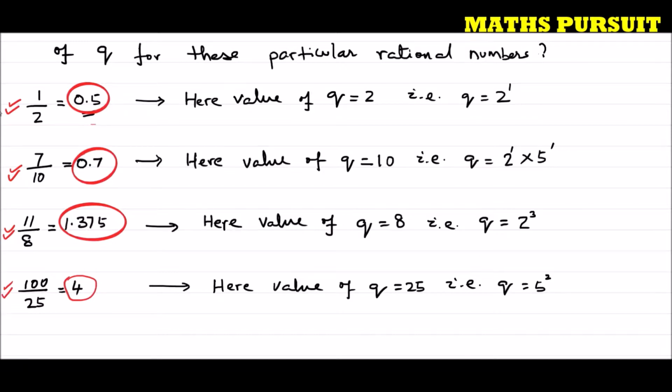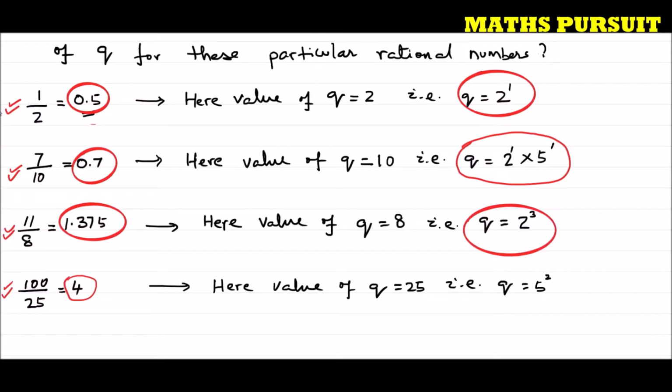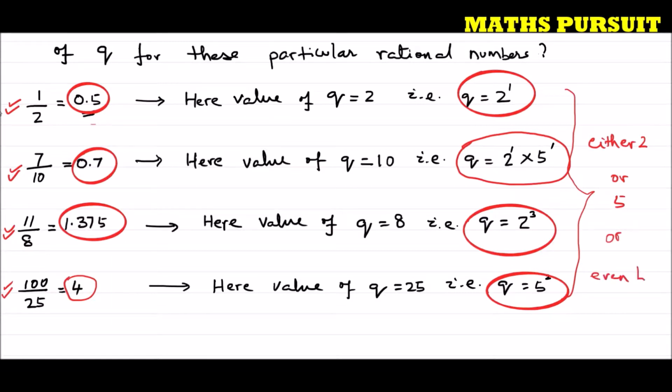When we are having terminating rational numbers, what we observe is that the value of q is 2 to the power 1 here, 2 to the power 1 into 5 to the power 1 here, 2 to the power 3 here, and 5 to the power 2 here. So in each of these 4 examples, we are having either 2 or 5 or even both. Both means both 2 and 5.